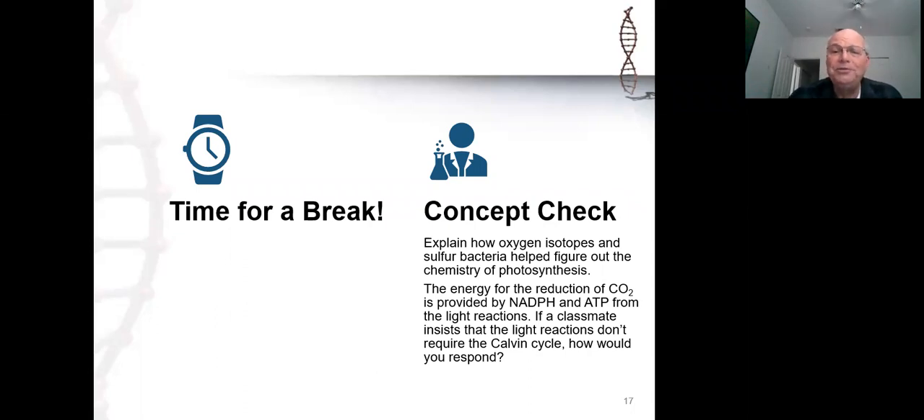So here are the questions. Explain how oxygen isotopes and sulfur bacteria help figure out the chemistry of photosynthesis. And the energy for the reduction of CO2 is provided by NADPH and ATP from the light reactions. If a classmate insists that the light reactions don't require the Calvin cycle, how would you respond? An interesting question. I'll have the answers for those when we pick up the recording again in the next section. See you there.